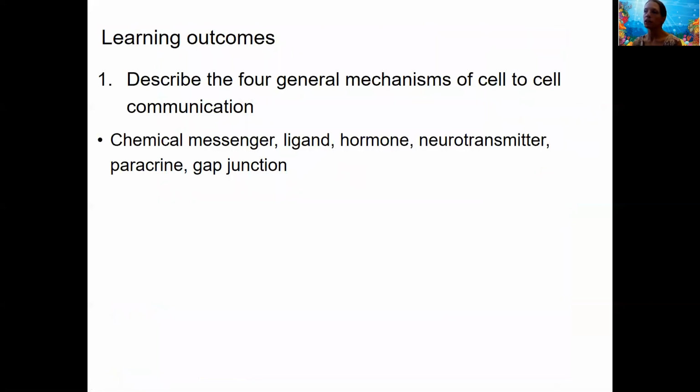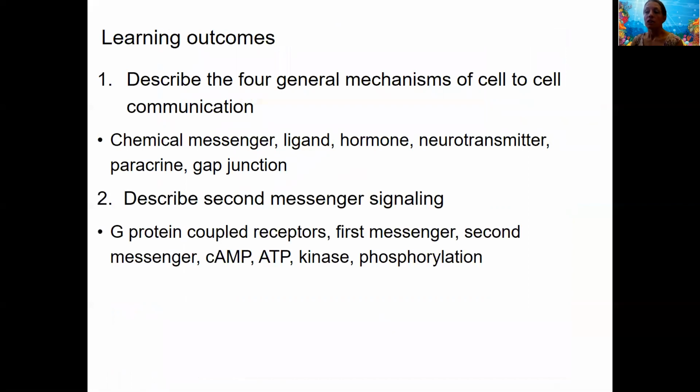So hopefully what we've done here is describe the 4 general mechanisms of cell-to-cell communication. So gap junctions, neural signaling, paracrines, and endocrine signaling. Autocrine, you can know it or not. And then describe second messenger signaling. So I want you to start to learn that pathway of G protein coupled receptors and the steps in it, because repetition is good and we will use it later.